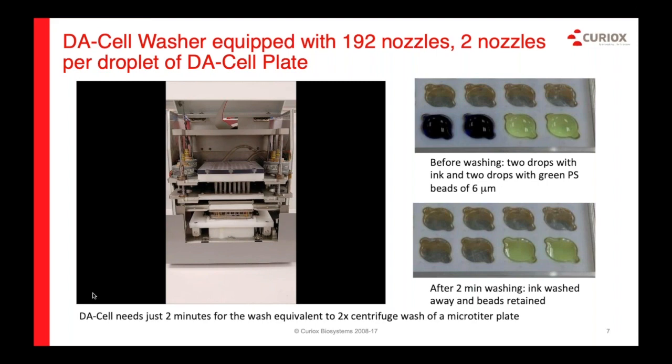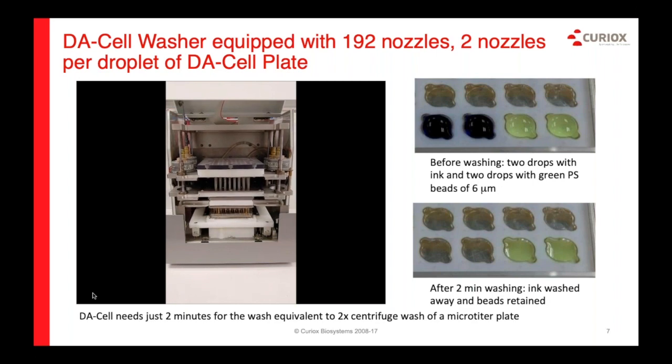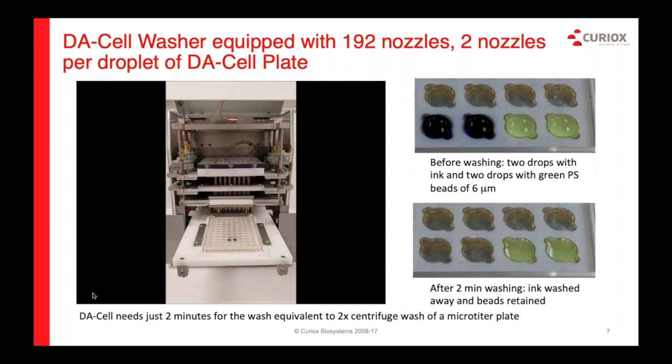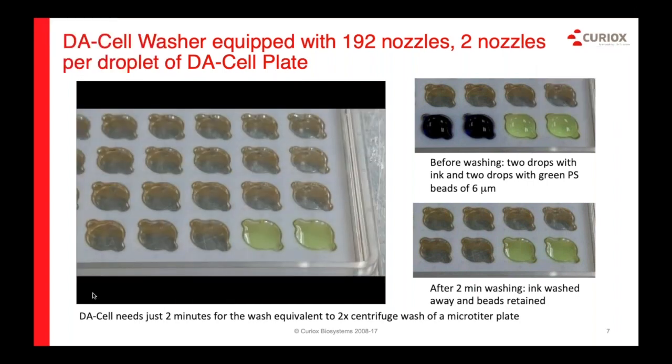The head has 192 nozzles total. So there's 2 nozzles per well, 1 for dispensing in each well and 1 for aspiration in each well. And during the 2-minute operation, it performs 7 cycles each of dispensing and aspiration. So when the wash is complete, as we show here, and the plate comes out, you can see the food coloring solution is completely gone in these 2 wells right here.